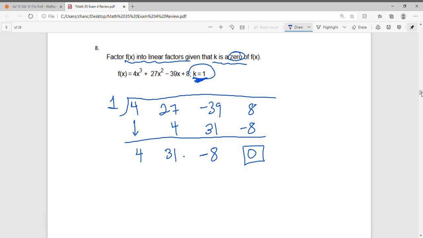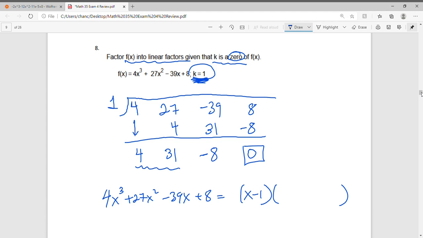Now, what does this tell me? Since we're given k equals 1 is a 0, we can rewrite 4x cubed plus 27x squared minus 39x plus 8 as a factor of x minus 1, because we know k equals 1 is a 0. Therefore, x minus 1 must be a factor. What is the remaining factor? Well, the remaining factor is right here. And since we started off with a power of 3, this has to start off with a power of 2. This is 4x squared plus 31x minus 8.